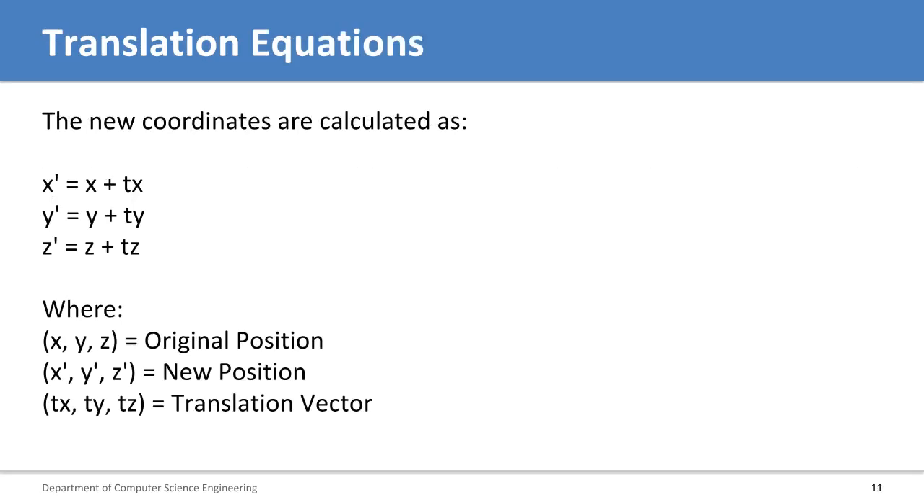The new coordinates of a translated point are calculated using simple equations. We add the translation values tx, ty, and tz to the original x, y, and z coordinates. This gives us the new position of the object in three-dimensional space.